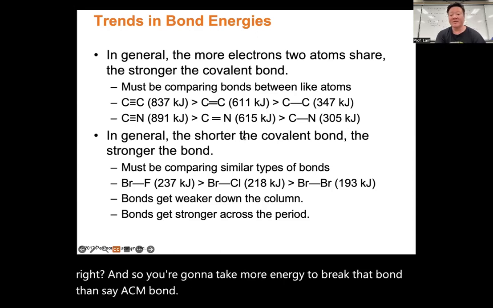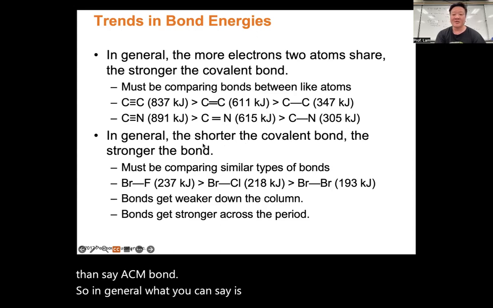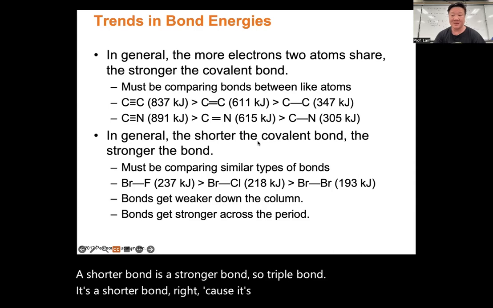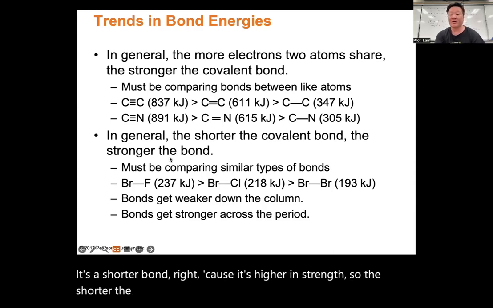So in general, what you can say is that a shorter bond is a stronger bond. So the triple bond is the shorter bond, because it's higher in strength. So the shorter the covalent bond, the stronger that bond is.